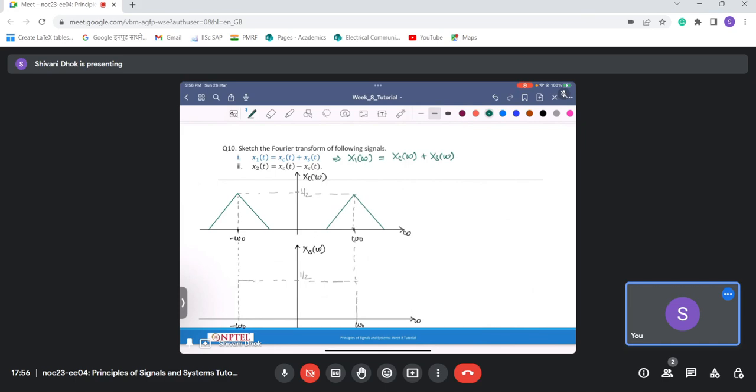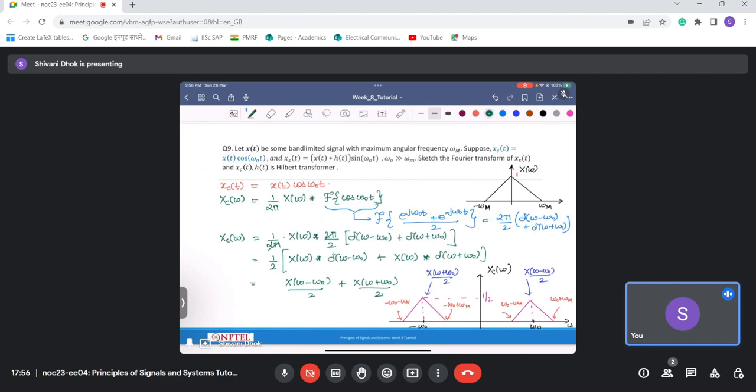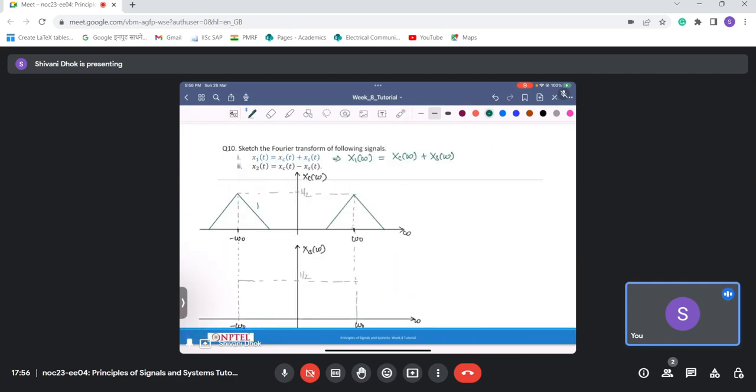Okay, so this is xc of omega. You can observe here it is simply xc of omega, which is simply scaled by 1. So let me explicitly write the scaling also. So these are just scaled by 1.